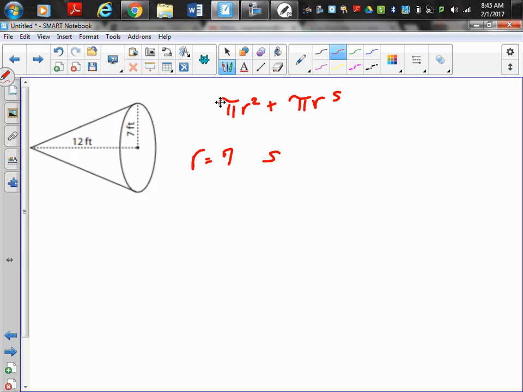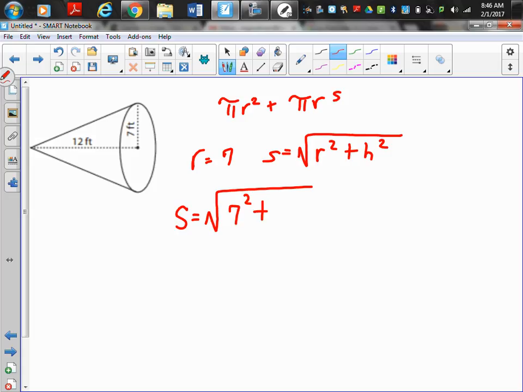Do I have my S? No, I don't have an S. So I have to use the formula for S to find this. Alright. So the formula for S was, S equals the square root of r squared plus h squared, which is nothing more than the Pythagorean theorem. 7, 12. So S equals, good, the square root of 7 squared plus 12 squared.